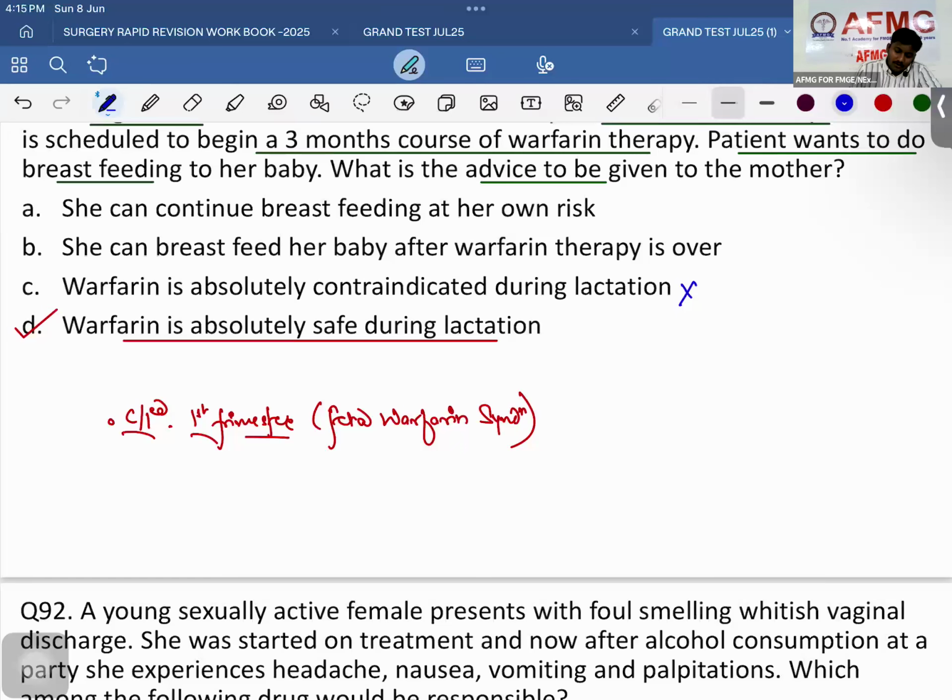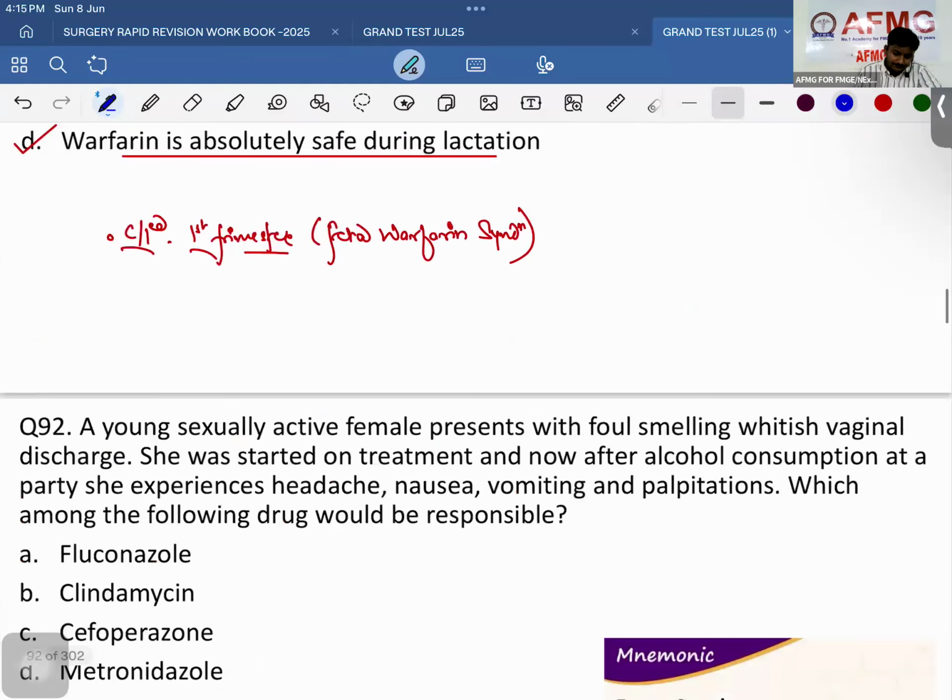Okay? Warfarin is not contraindicated during lactation. Reason, the amount of warfarin in breast milk is very, very minimal. That does not cause any problem to the child as such, beta. Okay? So that is important to be remembered.